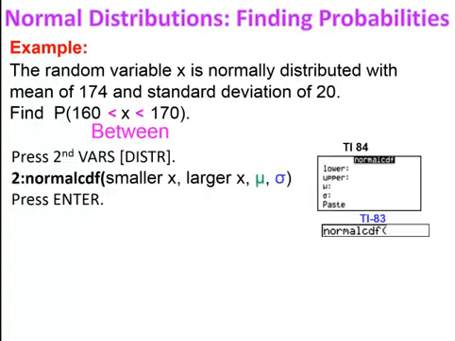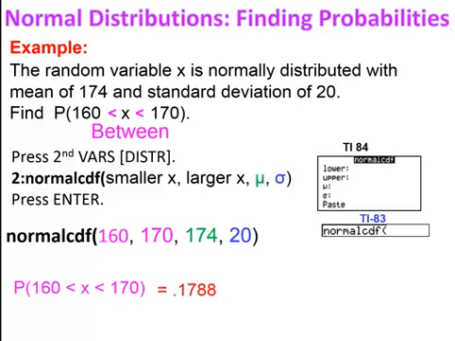Because it's between, we're going to use the distribution menu again, and you always need to make sure that the smaller value goes first, then the larger value, and you're going to change the mean and the standard deviation to the mean and standard deviation of the problem. And then you'll hit enter, and you'll have your probability, which is the area, 0.1788. So the calculator will do the conversion for us. It's actually doing that formula to get us our probabilities based on a z-score.